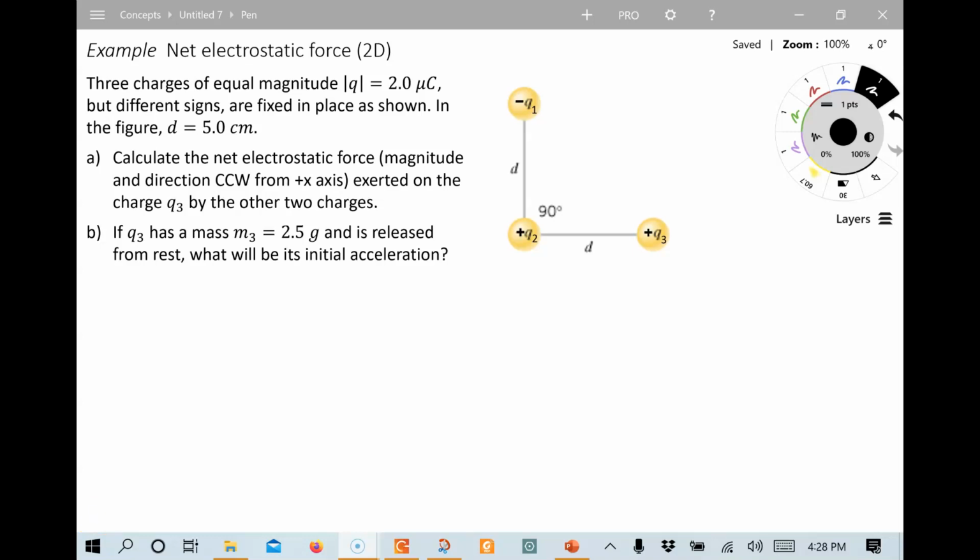Hi, this is an example problem from Chapter 18 on how to calculate the net electrostatic force in two dimensions. Pause for a moment and read the question. So this question's got two parts, A and B.